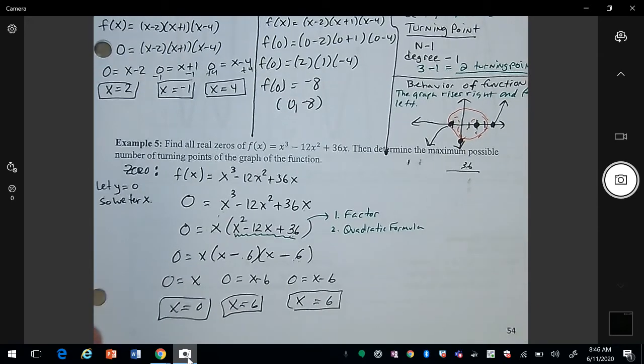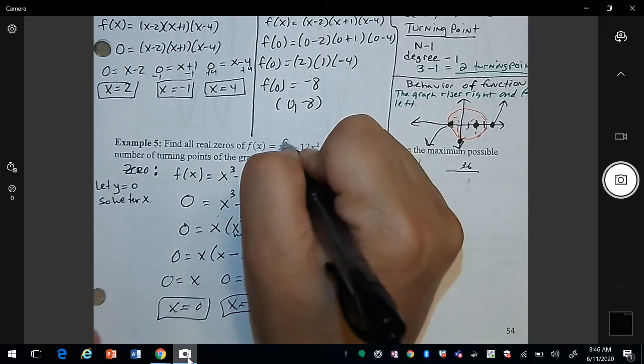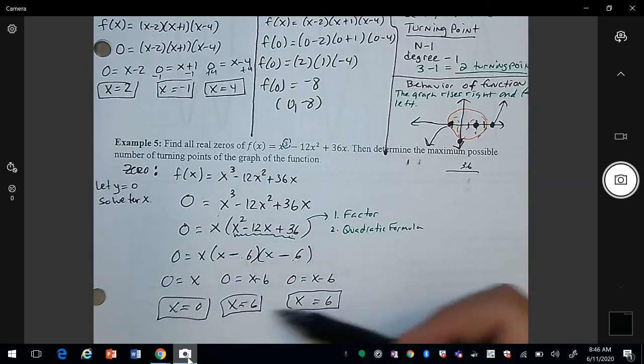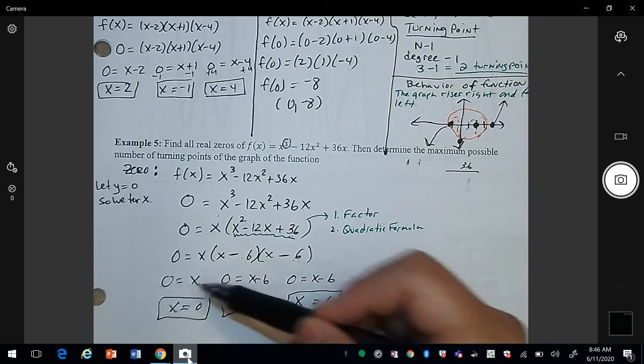So I have 3 zeros. Notice my degree was 3. That means I should have 3 zeros, which I do. Although these are the same, we still count them individually.